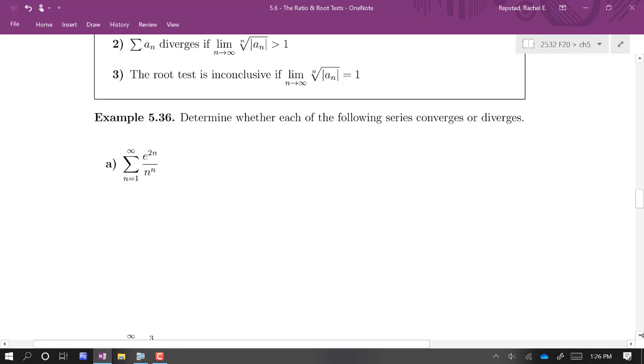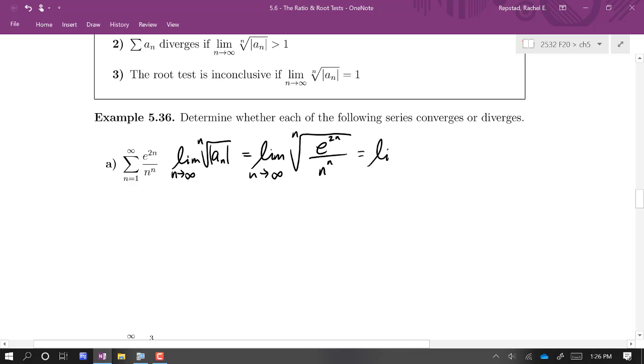So let's examine this series. The nth term is e to the 2n over n to the n, where n starts at 1. All the terms are positive, so I don't have to worry about any absolute values. But in this problem, we want to examine the limit as n approaches infinity of the nth root of the absolute value of a sub n. So that's the limit as n approaches infinity of the nth root of e to the 2n over n to the n. I'm going to rewrite this nth root as a 1 over n power.